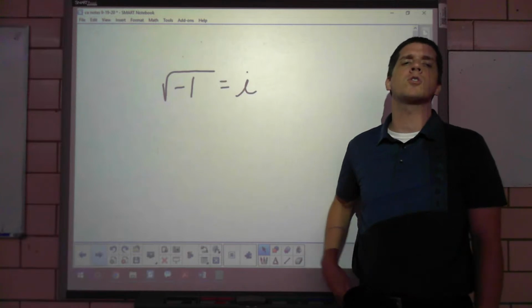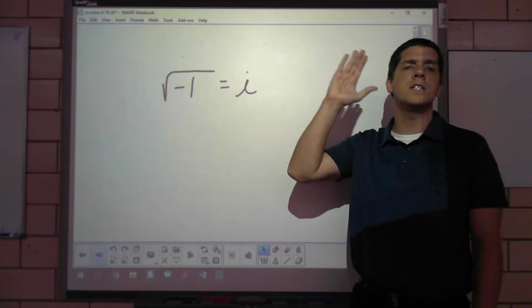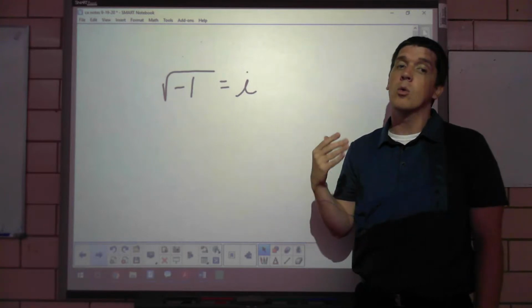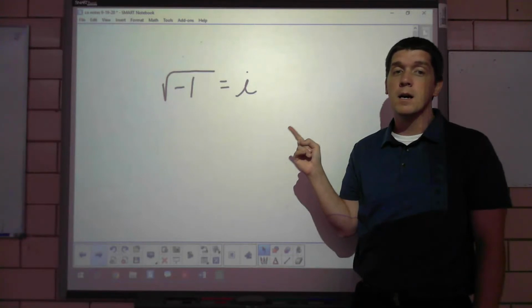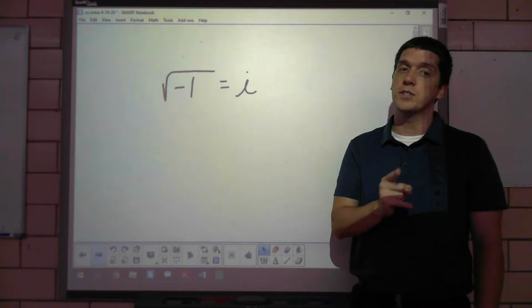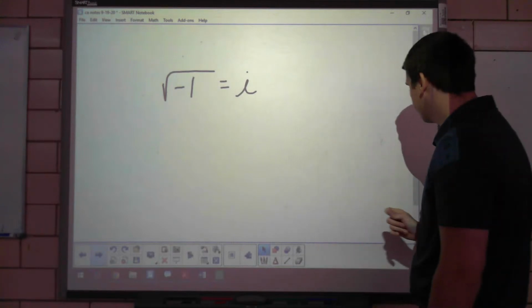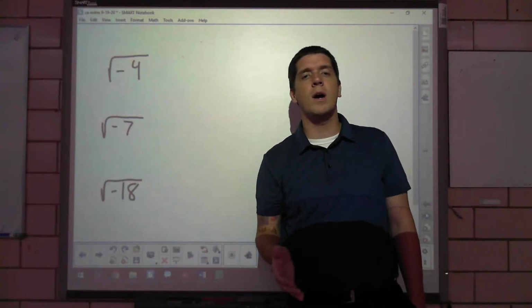Now you might be thinking, well, Mr. Keith, why would we care about numbers that don't really exist? Well, here's the problem: at a certain point, imagination becomes reality. And we'll see that moving forward today.